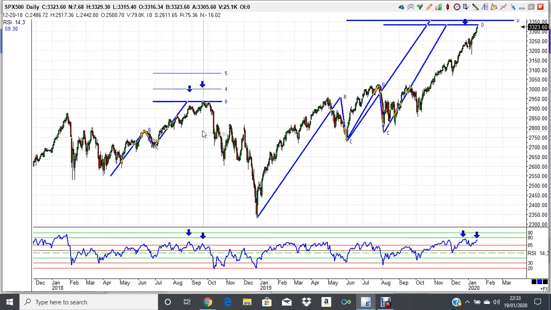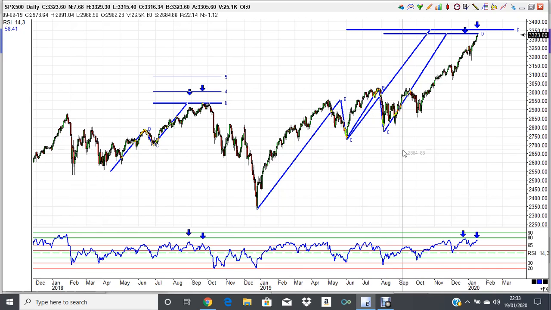But what we've got on here, you see these little blue arrows that I've put on. This was an ABCD pattern that completed just before we had that big sell-off at the end of 2018. You see this beautiful ABCD right into here. If you notice where the two arrows are, your indicator made a high and price made a high right there, and then it backed off. Then we completed this ABCD pattern when the market went slightly higher.